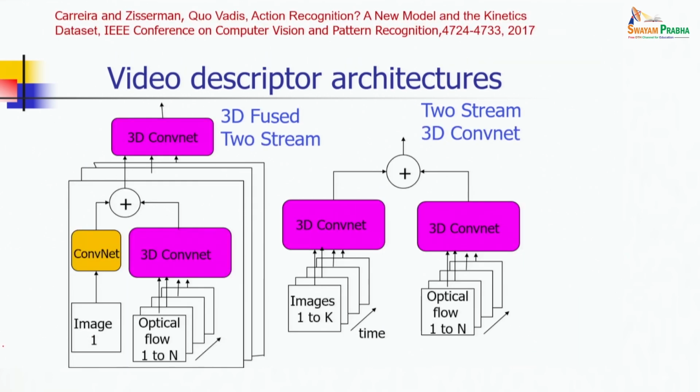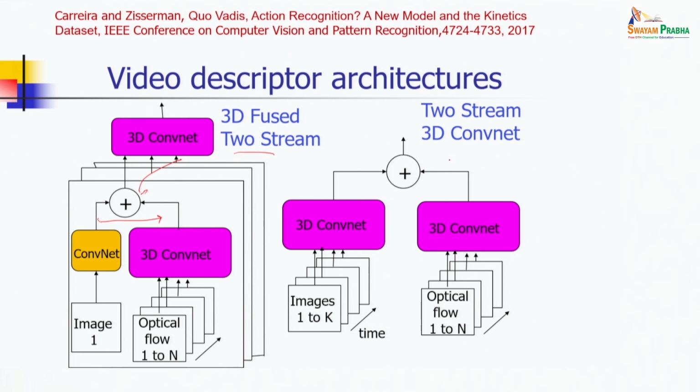They have also discussed another two models for video descriptors. There is a model called the 3D fused two-stream model, where you have the first frame like the previous one, and then optical flow of 1 to N, and each partition's descriptors after concatenation are again concatenated. These become the input to a 3D convolution network, and that produces the 3D fused two-stream.